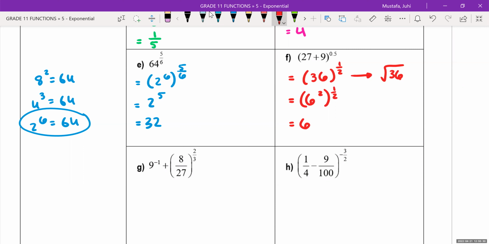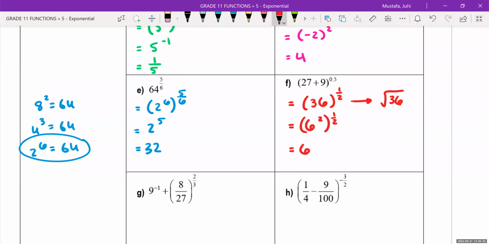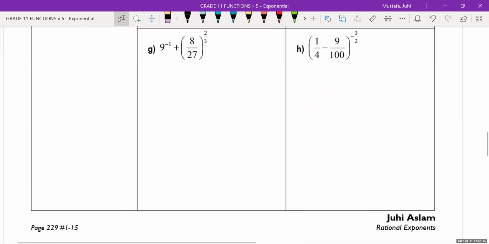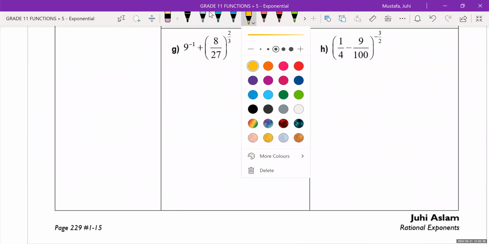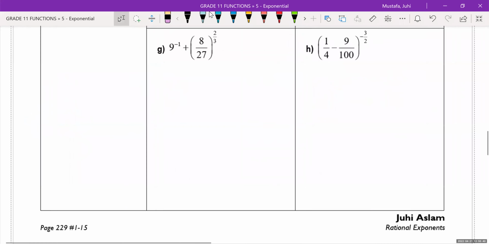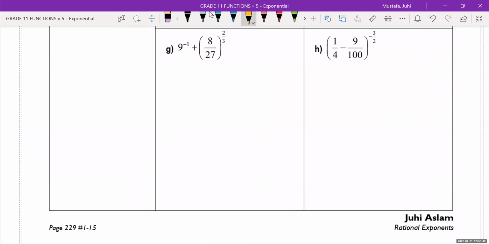Okay, questions G and H are definitely the most challenging. Let's try question letter G. So first of all, we have a random negative exponent. I know what I need to do with that. I'm going to change it to 1 over 9.